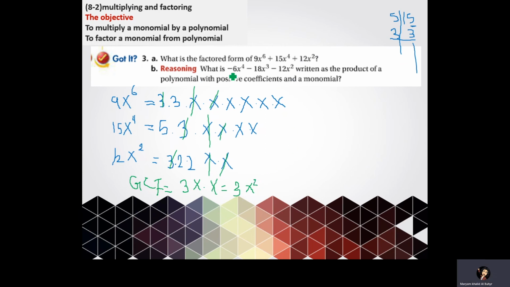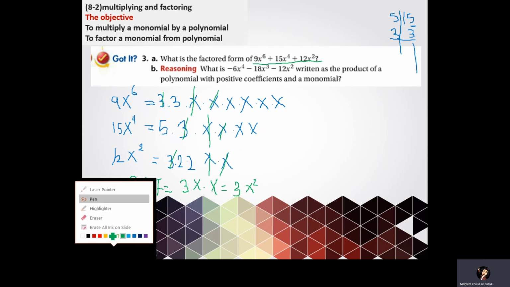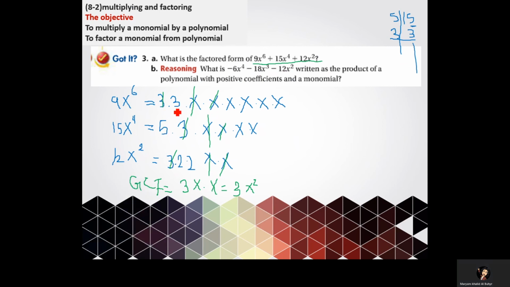But I did not finish yet. What is the factored form of this one? That means they want you to factor this one, not find only the greatest common factor. Okay, I will rewrite just the remaining from this one. So the remaining is a 3 and x to the power 4. The x is repeated 4 times. Now this one, 5, equals 5x to the power 2. From the last one, the remaining is only 2 times 2, which equals 4. That's the remaining.